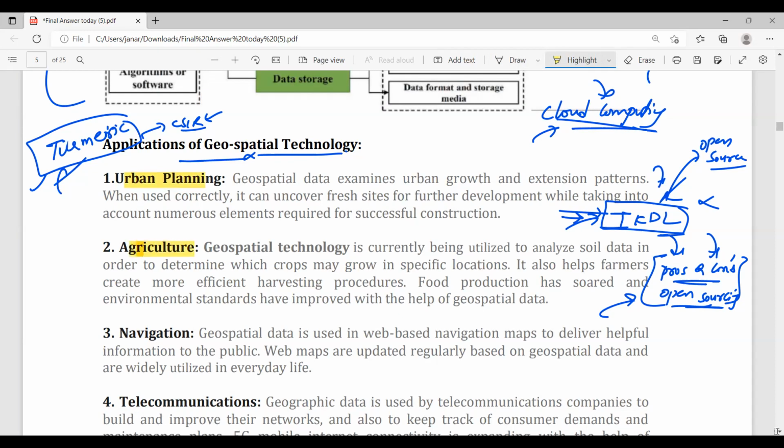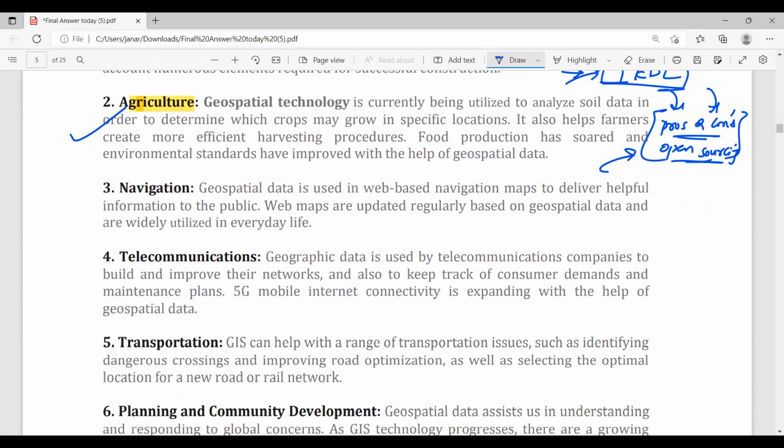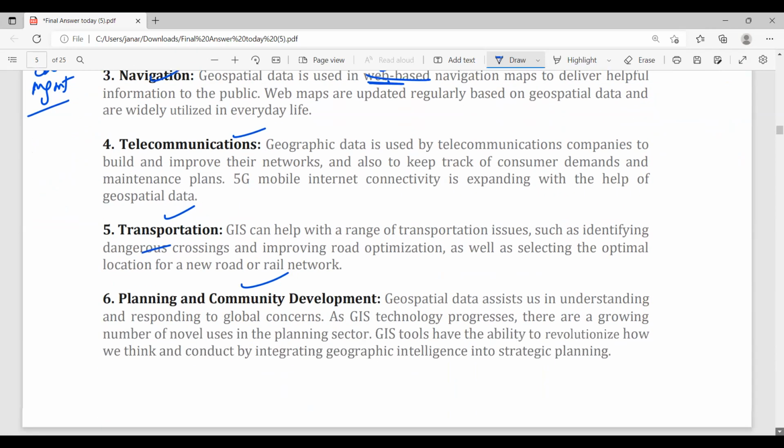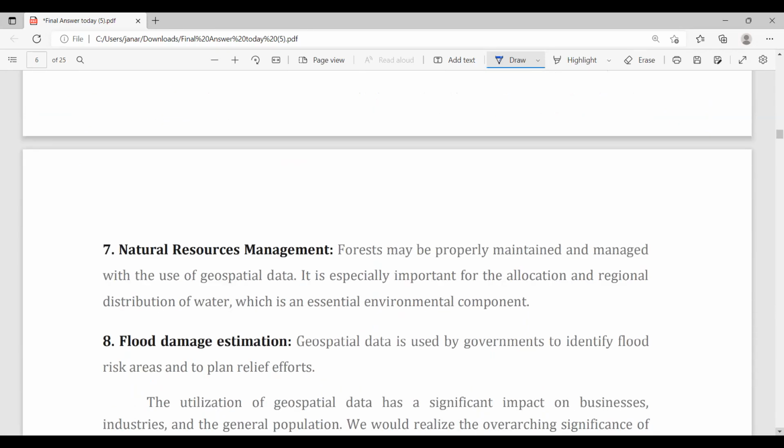So applications of geospatial technology, this we saw yesterday. Some extra points will definitely be there, no doubt. Urban planning, agriculture, cropping pattern also can be done here. Sourcing, supply chain management, you can always add supply chain management, logistics, from where to procure all these things. Navigation is anyway a web-based navigation application. That is the basic thing which got developed with the geospatial companies. Telecommunication, transportation, planning, all these things are the different applications of geospatial data.